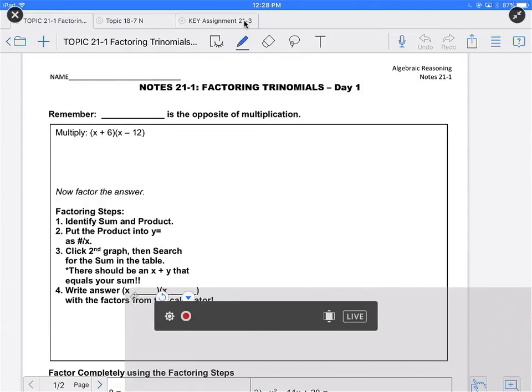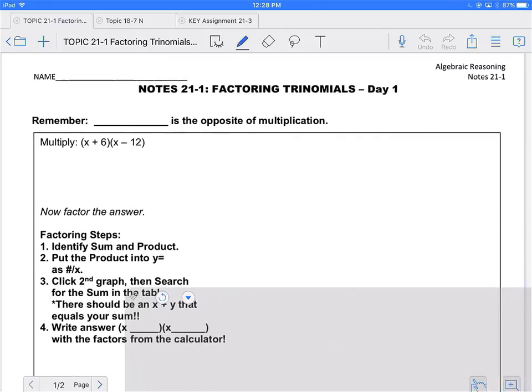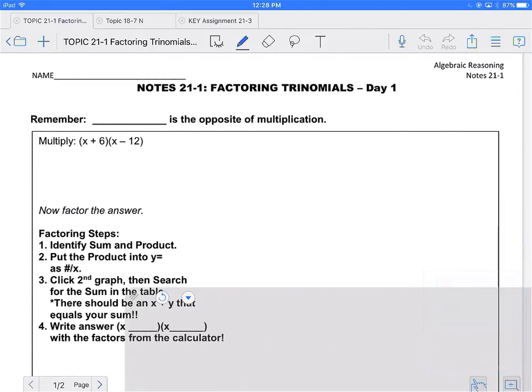This video covers notes 21.1, which is factoring trinomials day 1. This video should be played on Thursday, May 10th for the notes before starting the assignment.